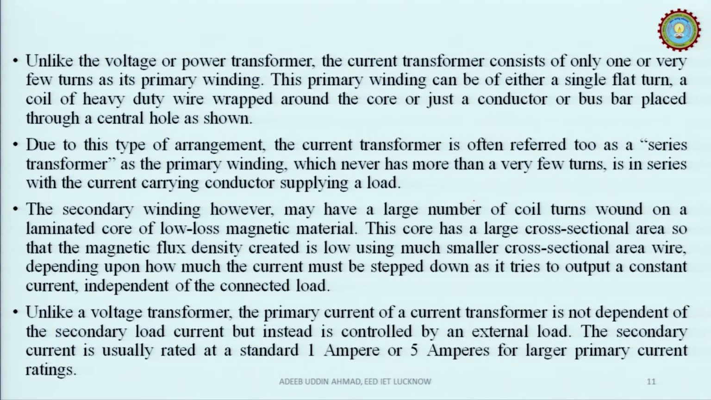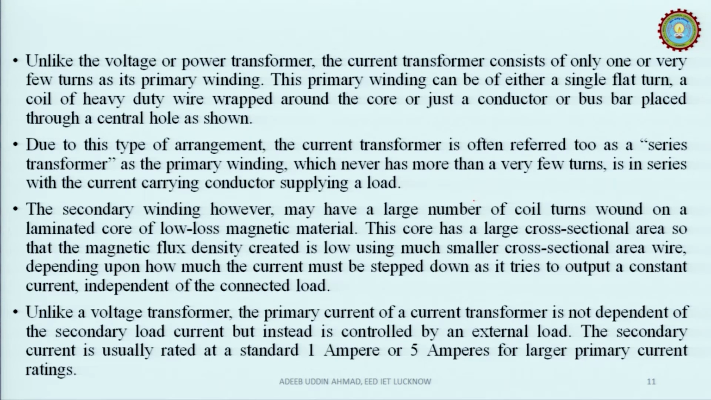The secondary winding, however, may have a large number of turns on a laminated core of low loss magnetic material. So, such a core has a large number of turns and a large cross sectional area, so that the magnetic flux density created is low, using a much smaller cross section area of wire, depending upon how much current must be stepped down, and it tries to output a constant current independent of the connected load. So, we have some magnetic field density principles according to that.